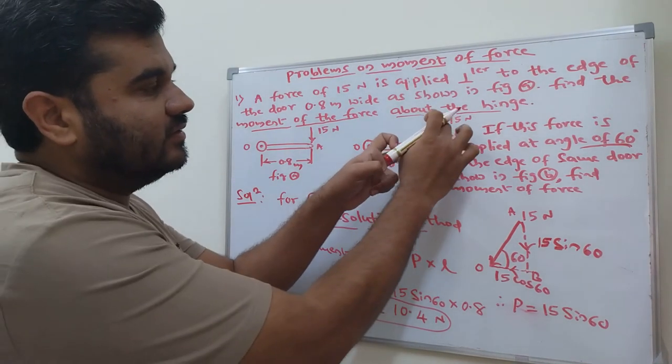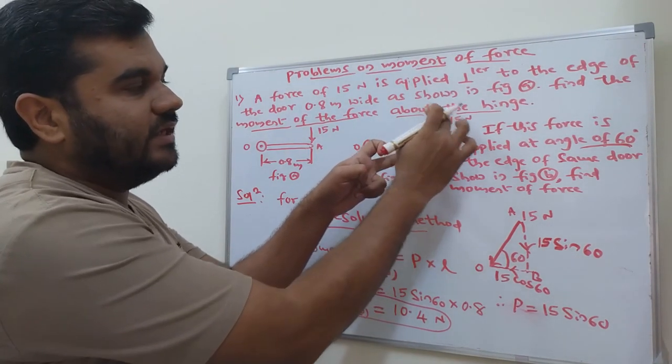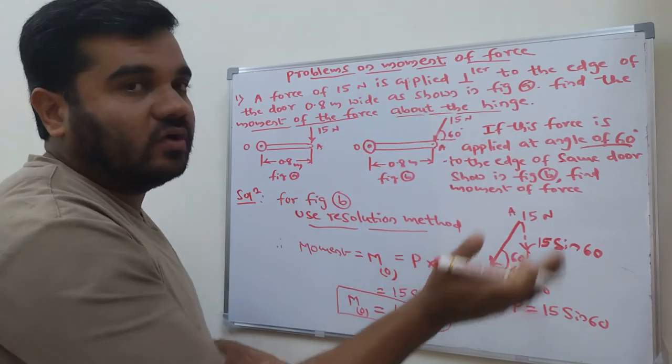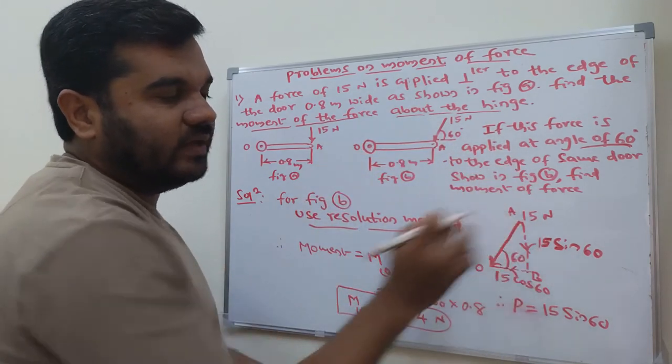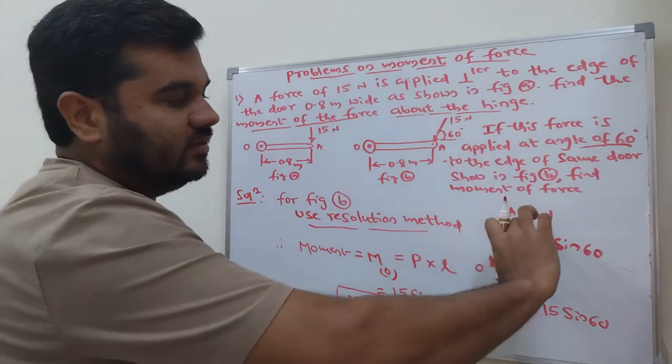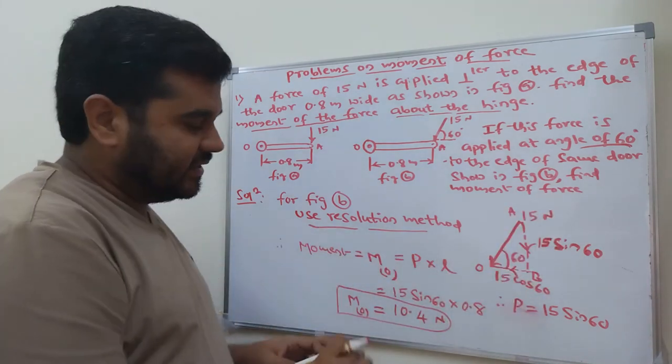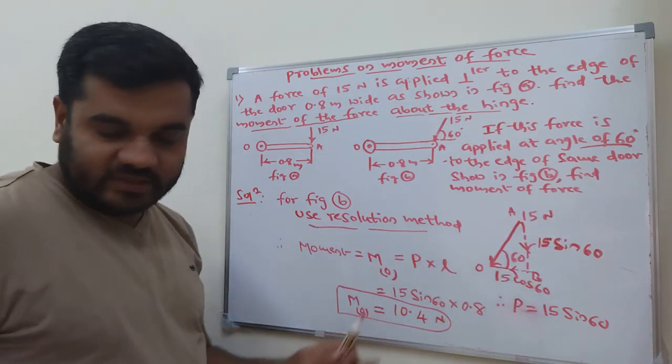You need to split the given force into horizontal and vertical. You need to resolve the given force into horizontal and vertical components. Then use the vertical component into perpendicular distance. You will get the 10.4 Newton here.